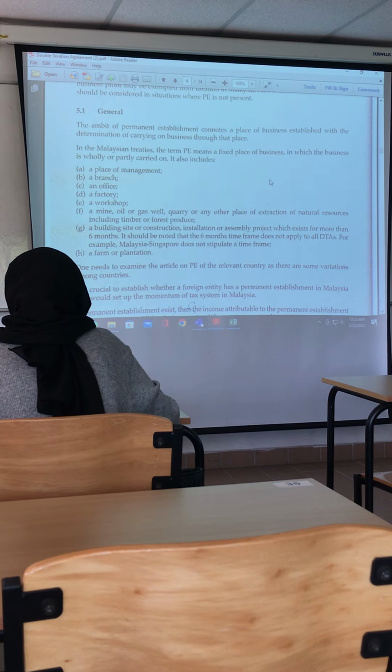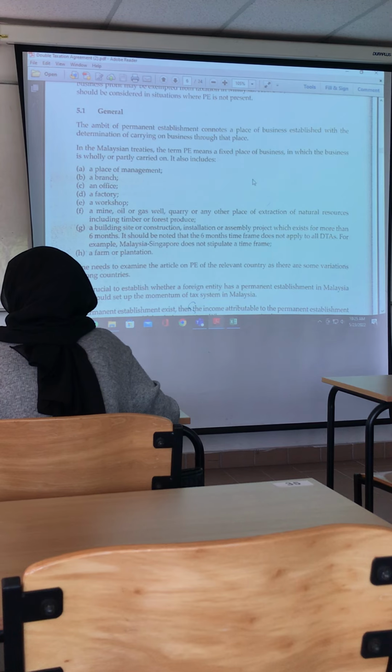It should be noted that the 6-month time frame does not apply to all DTA. For example, Malaysia-Singapore does not stipulate a time frame. So when there is no time frame, it means that, let's say for construction or a building site, you normally have what is it called, the box, the container, and that container is actually an office.